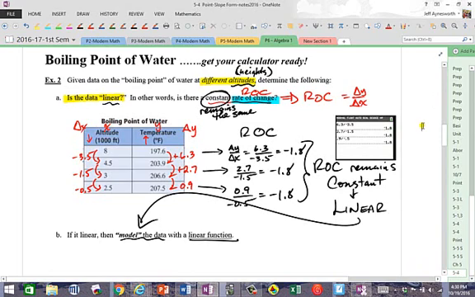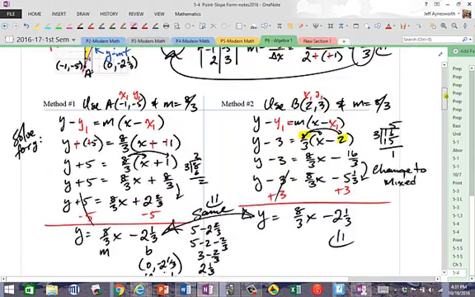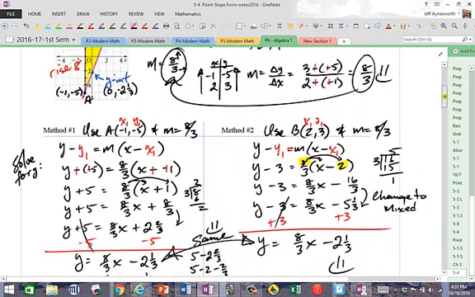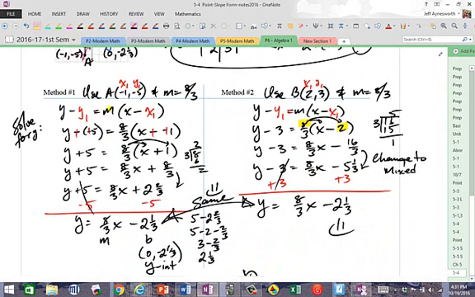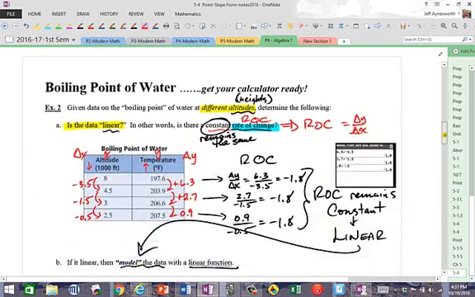Okay, so now, if it's linear, we should be able to figure out the function. Okay, and to do that, well, guess what? We're going to use our techniques from above. We're going to use point-slope form right here. We need a point and a slope, obviously, and we are going to calculate the equation for this problem.